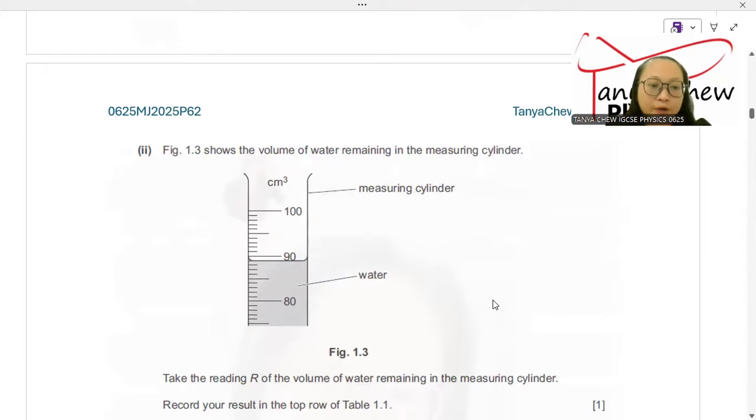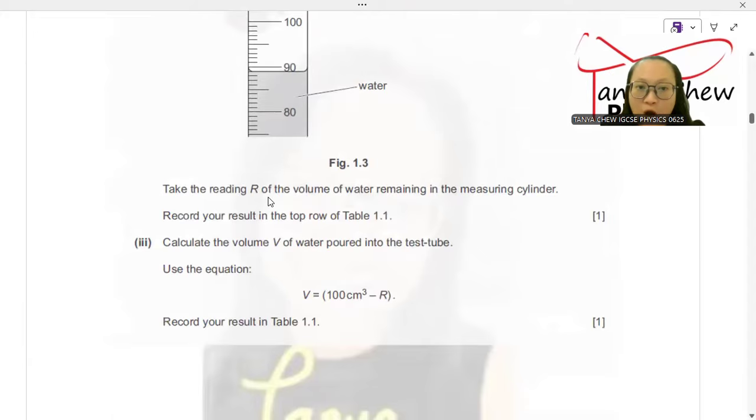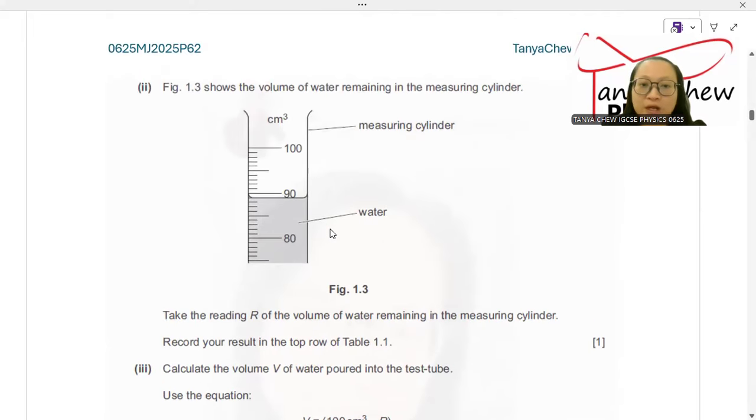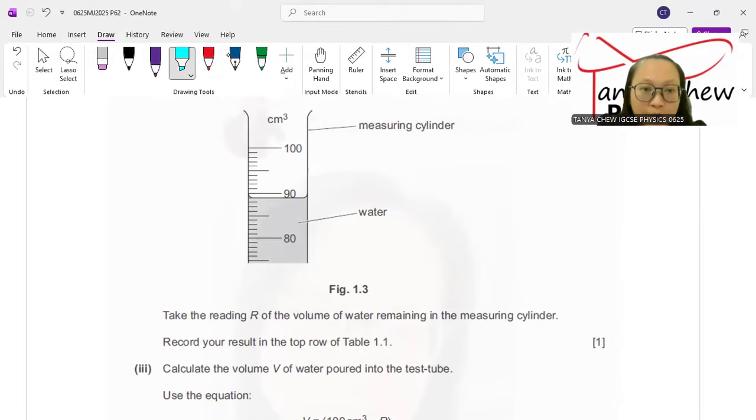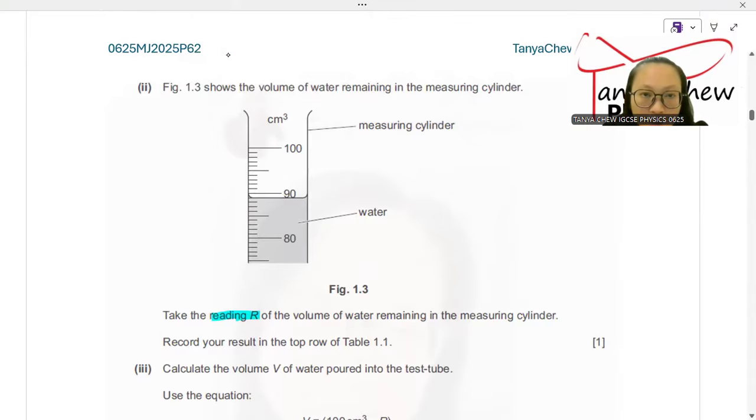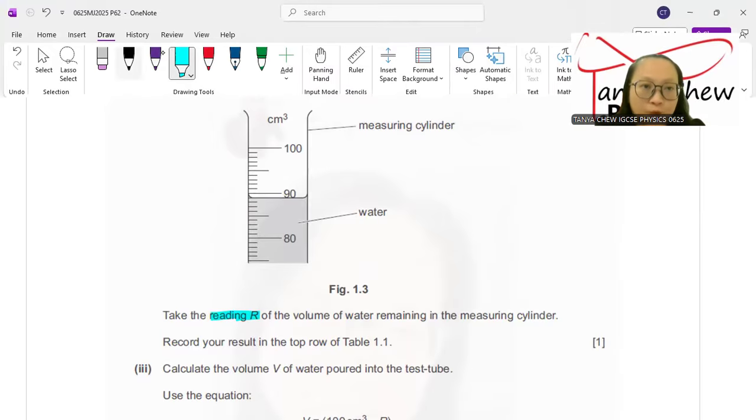The second part, Fig 1.3, shows the volume of water remaining in the measuring cylinder. Take the reading R of the volume of water remaining in the measuring cylinder. Record your result in the top row of Table 1.1. This is reading R. Remember, this is reading R. So this volume is reading R.